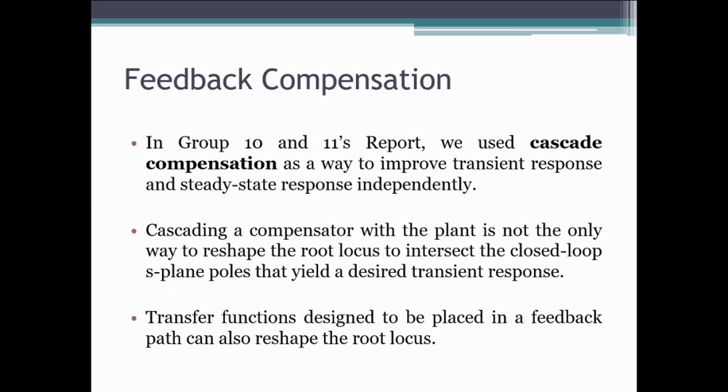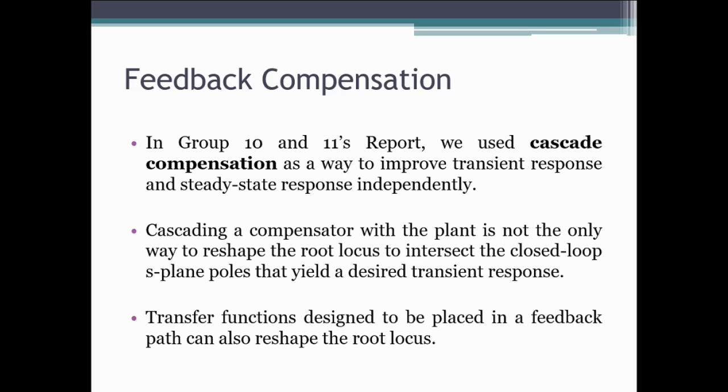Feedback compensation. In the previous groups, their report was all about cascade compensation, which is a way to improve the transient response and the steady-state response immediately or independently. But in our group, we will discuss a new method to improve such responses in a different manner than cascade compensation, whose functions are arranged in series. Instead, it is feedback compensation, or having a feedback function, which was discussed in the previous chapter, Chapter 5, entitled Reduction of Subsystems.